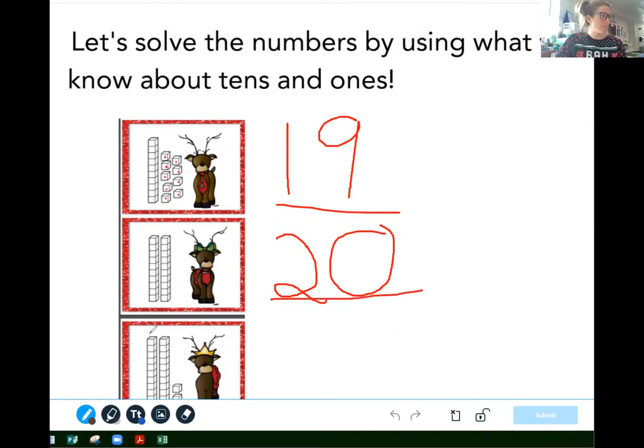All right, now let's count this one. How many tens do you see? I see 2. And how many ones do you see? 1, 2. So that number is 22.